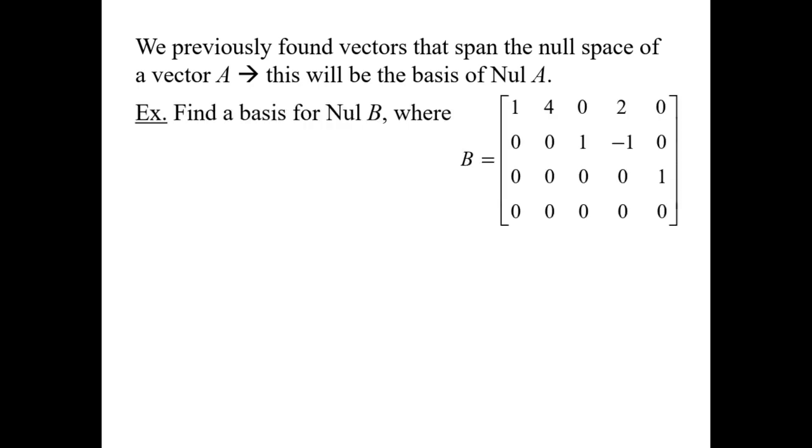Okay, so as a simple example here, if we want to find the basis of the null space of B, the top row tells me that x1 plus 4x2 plus 2x4 is equal to 0. And then x3 minus x4 is equal to 0. And then x5 is equal to 0.